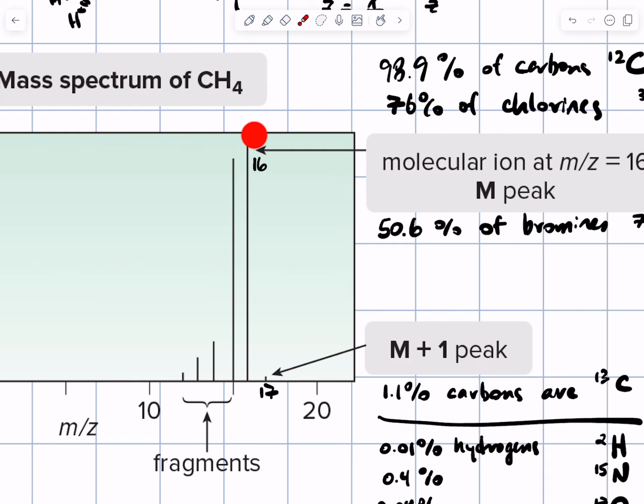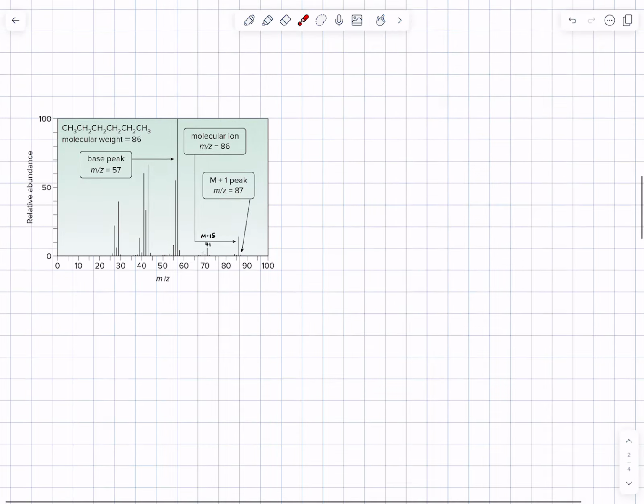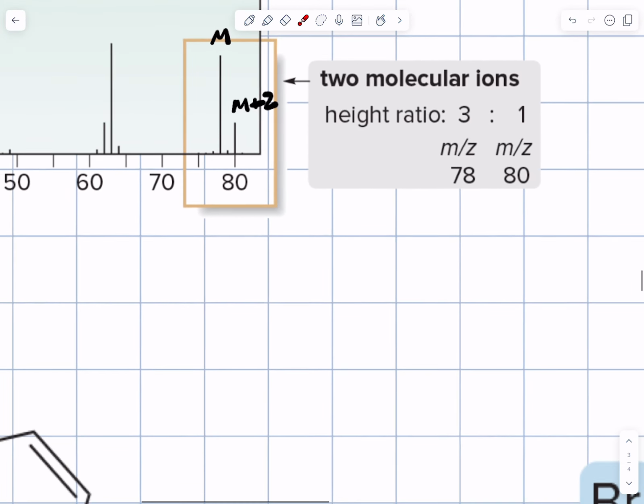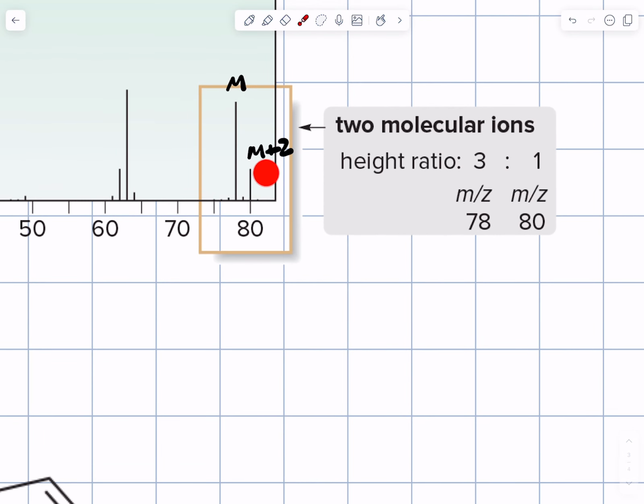Well, is it always the next to highest peak? No, because if you've got a chlorine, the highest peak is M+2, the next to highest peak is M+1, and the peak that's your molecular ion is 2 away from that. So if you're looking for hard and fast memorized rules, I got nothing for you. You're going to have to actually think about the data.